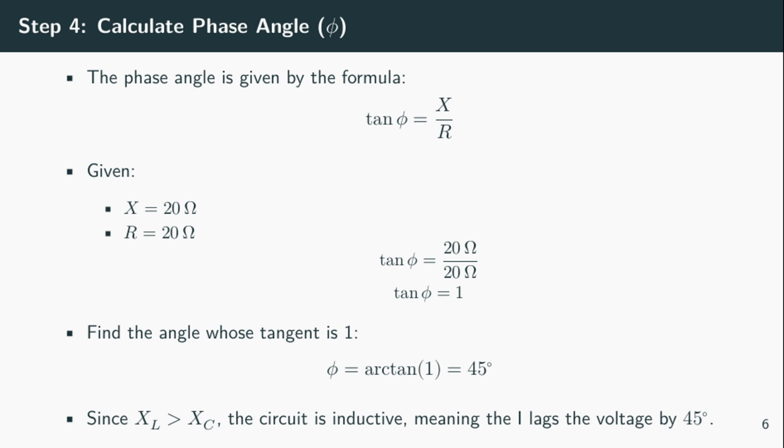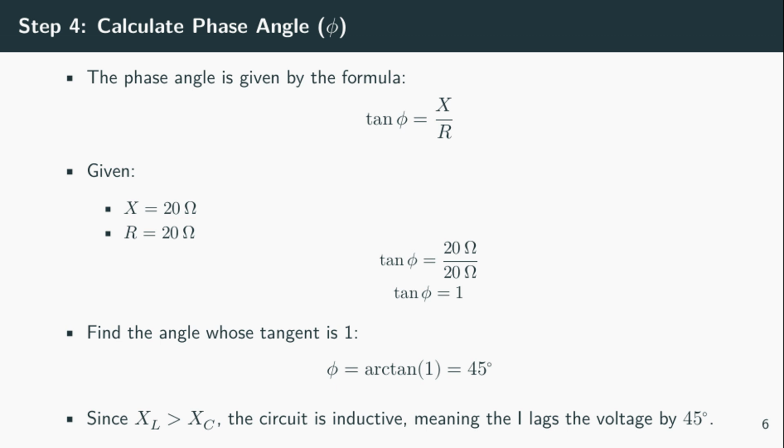Finally, step 4. Let's calculate the phase angle, which we call phi. The phase angle between the voltage and the current in a series RLC circuit is given by the formula: the tangent of phi equals the net reactance X divided by the resistance R. We found X is 20 ohms and we are given R is 20 ohms. So the tangent of phi equals 20 ohms divided by 20 ohms. That means the tangent of phi equals 1. To find the angle phi, we need to find the angle whose tangent is 1. Phi equals the arctan of 1. And the angle whose tangent is 1 is 45 degrees.